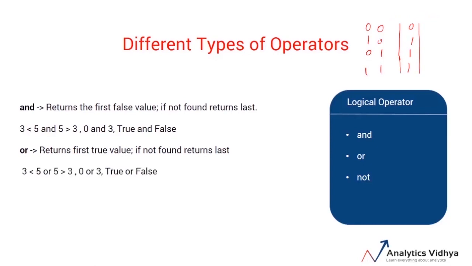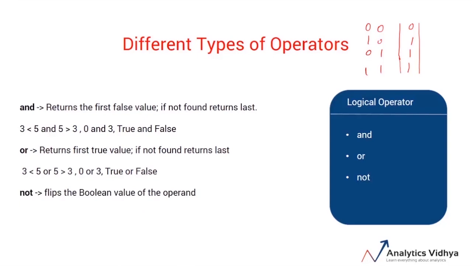Some examples of the OR operator: we can check whether 3 is less than 5 or 5 is greater than 3. We can also do something like 0 or 3, or something like True or False. Let's move to the last operator in logical operators, that is the NOT operator.